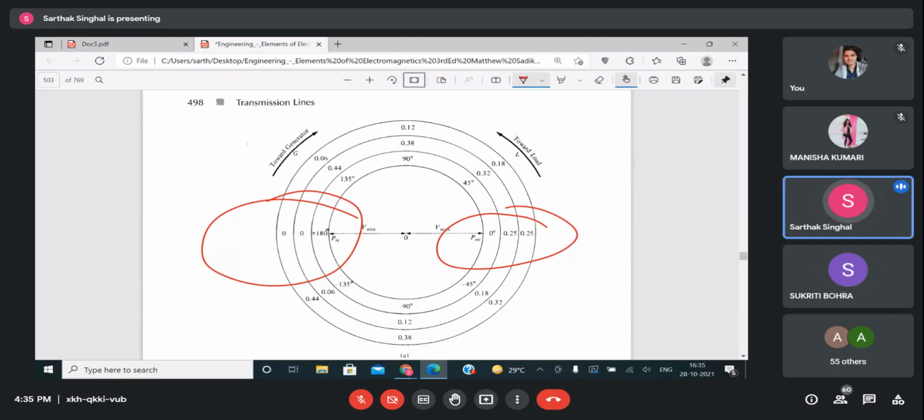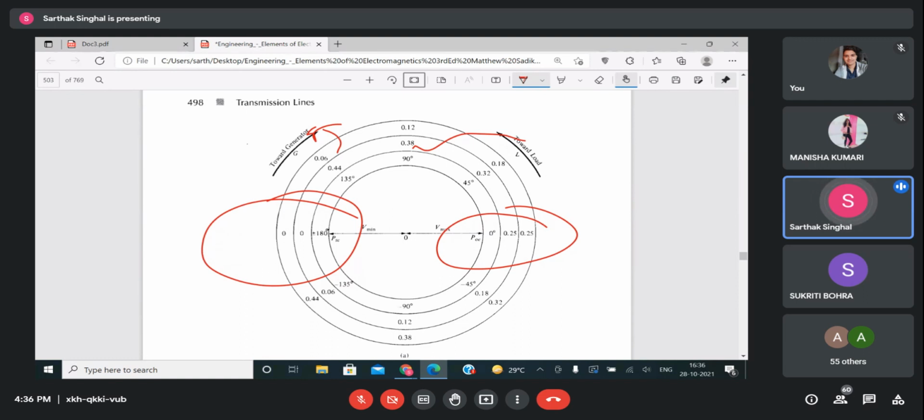And in the second scale, what values are given? Can you tell me, anyone? 0.44, 0.38, 0.32. What will they represent? Any guess? These are the lengths towards the load. So the first one is towards the generator and the second one is towards the load.